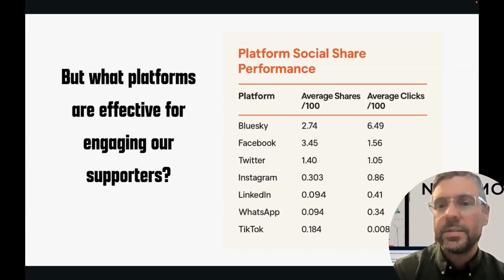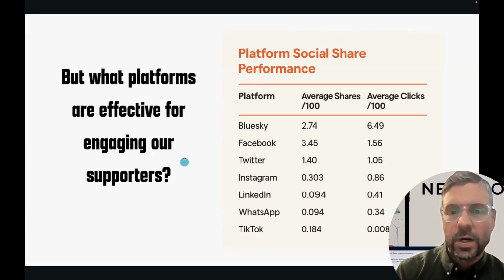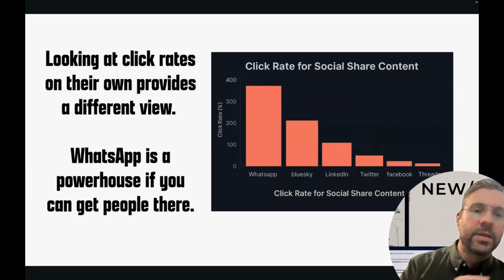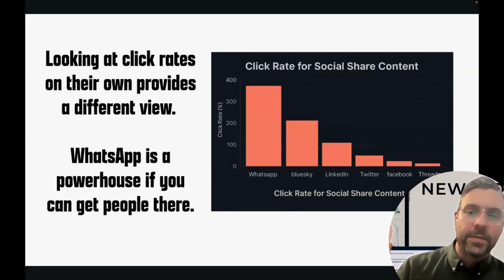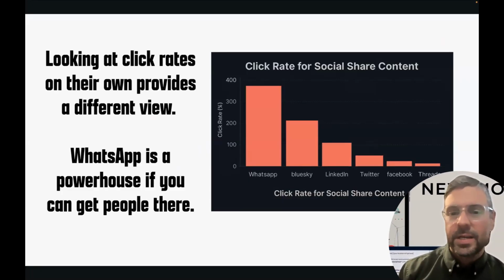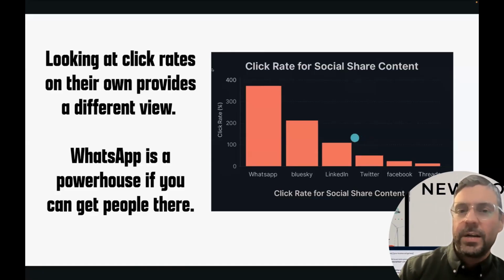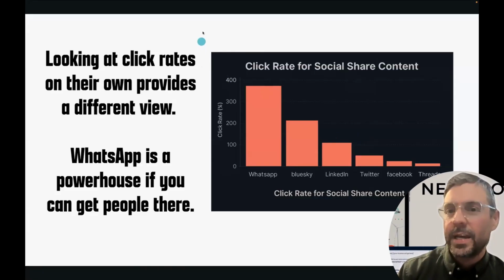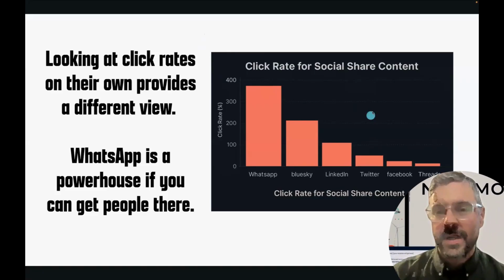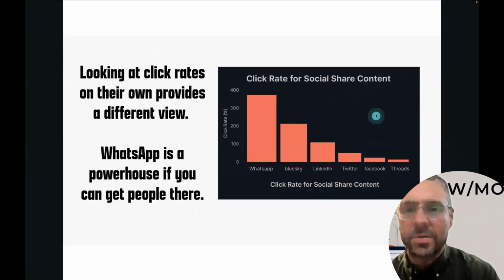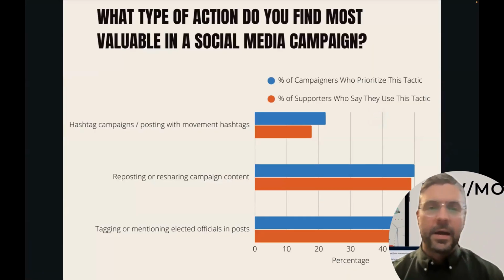Facebook wins for shares, but not as much for engagement. Then it falls off from there. But if you look at just engagement and click rates, WhatsApp is a powerhouse. So if you can get people to WhatsApp, you'll see much more engagement there. And if you think about it, if I share something on my WhatsApp, I'm going to get way more engagement than if I share on Facebook. Blue Sky is a follow-up there because they don't deprioritize linking.